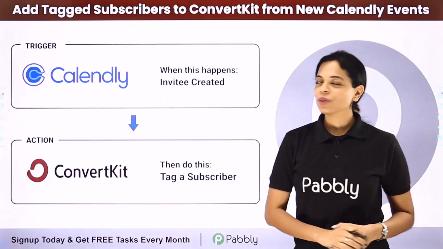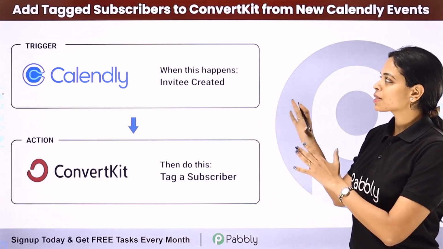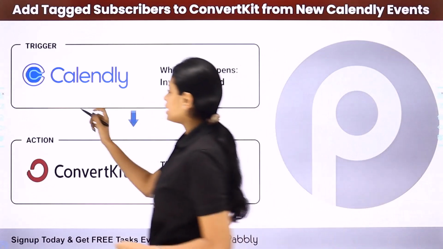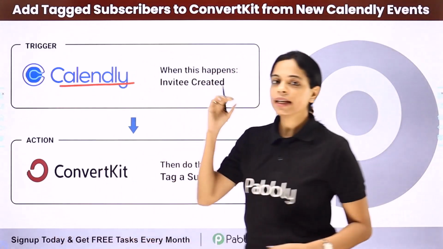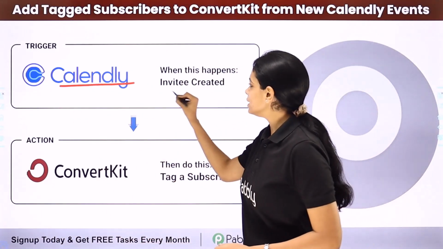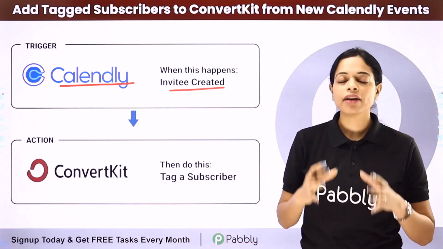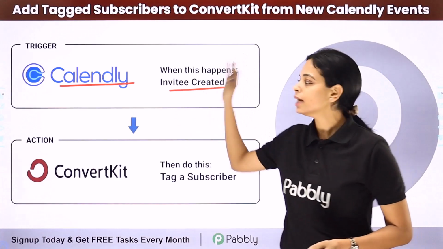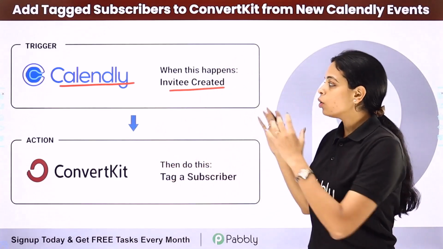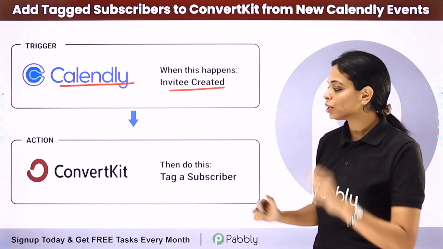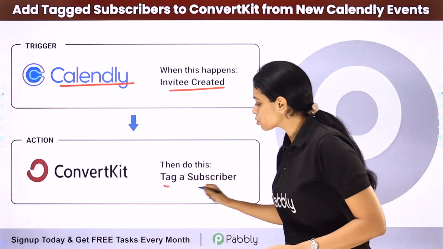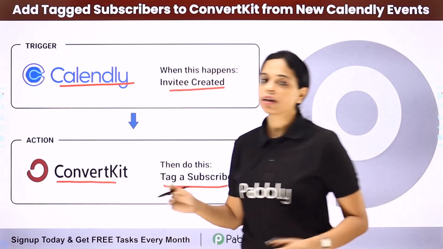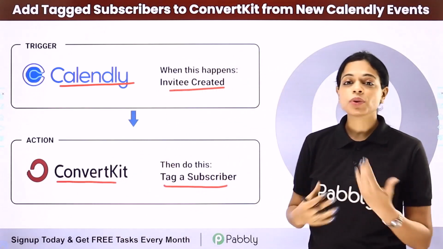In this video, we are going to see how to add tagged subscribers to ConvertKit from new Calendly events. So let's say that you're using Calendly as a booking software, and every time an invitee has been created, which means that you have an event and a user has been created as an invitee in that particular event, then automatically that user should be added as a tagged subscriber in ConvertKit, which is a marketing automation tool. Now, how can you do this?